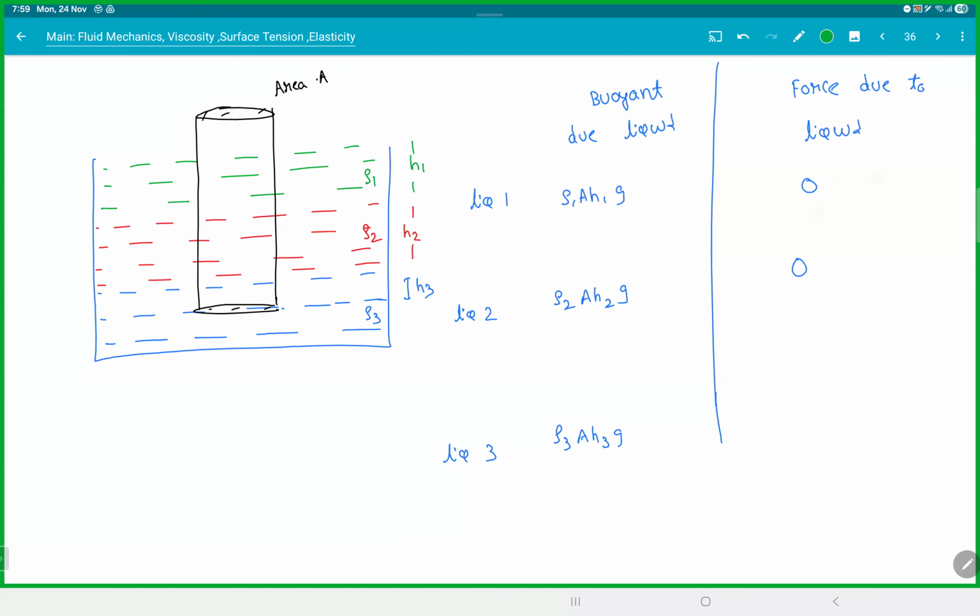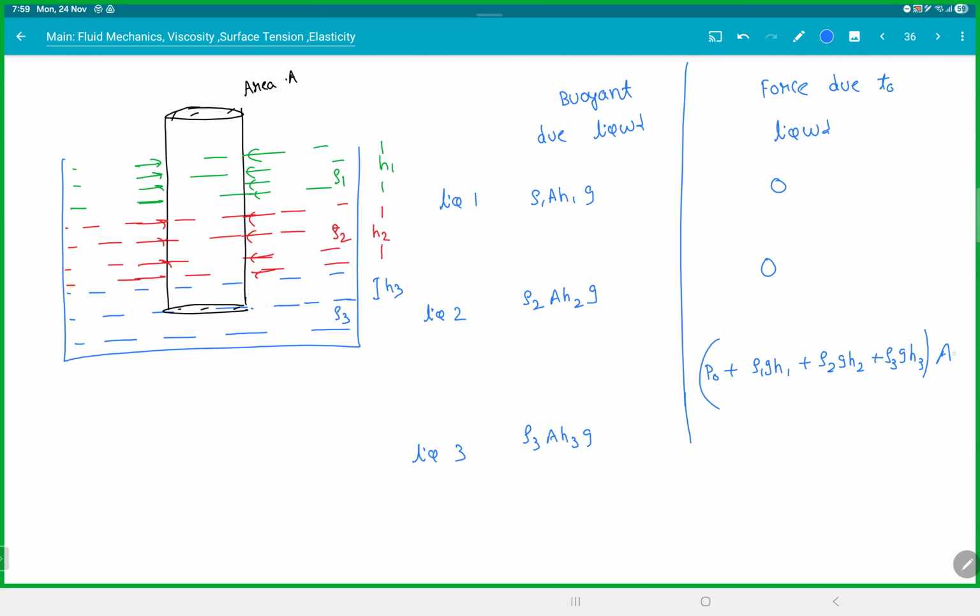Why 0? Look at the free body diagram. The green is pushing this way, right? They'll all cancel out. The green is not exerting any force on the cylinder. The red also will cancel out. They are also not exerting any force on the cylinder. So according to Newton, green and red are not doing anything. Now if you look at this one, then this will be P naught plus rho 1 g H1. Rho 1 actually is increasing the pressure. Even though it's not acting directly, it is actually contributing. Plus rho 2 g H2, the pressure increased, plus rho 3 g H3, into area. This is the force due to the third liquid.